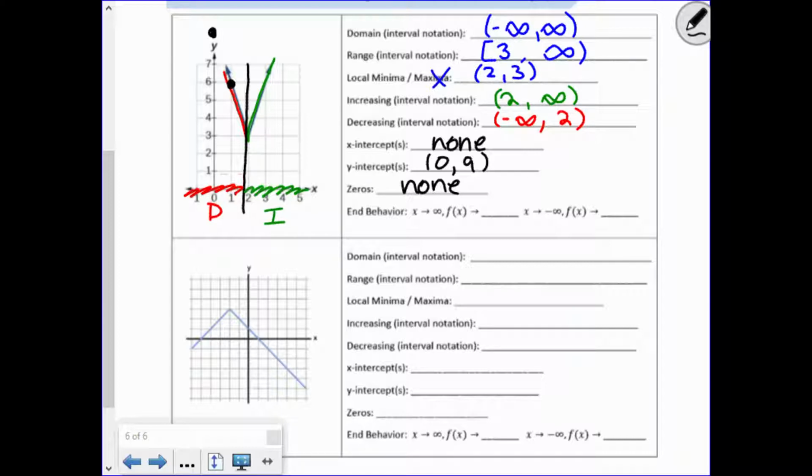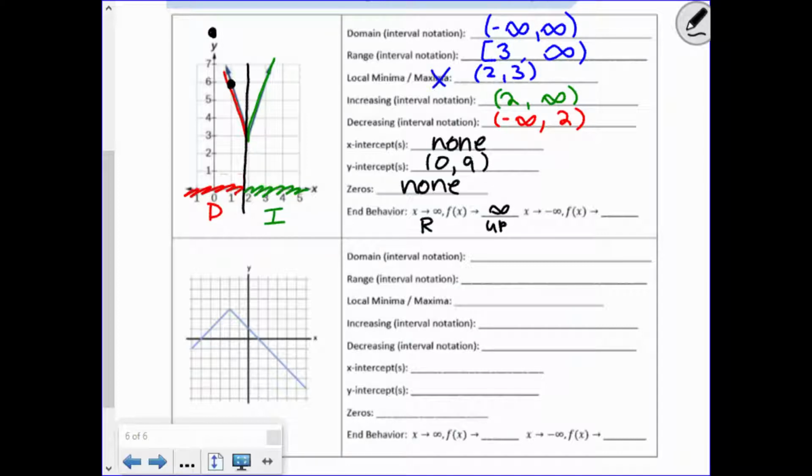Alright, end behavior. Remember, end behavior is just looking at the arrows on the ends of the graphs and telling me where they're going. What does x arrow infinity mean? To the right. So they're saying, on the right side, my graph is going up. You can write the word up if you want to. But in symbols, what's our symbol for up? Infinity. Our y values are going up towards infinity.